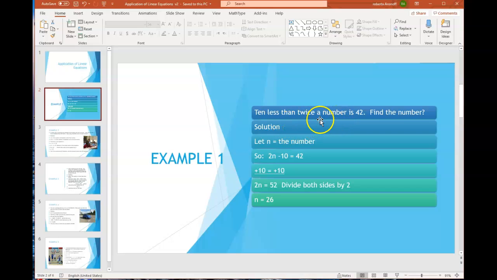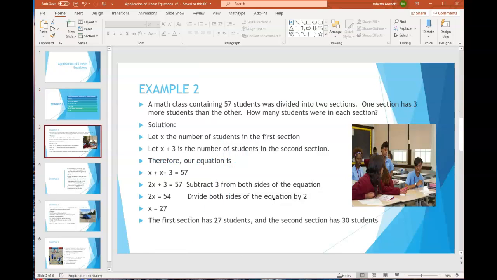So for our solution, because we want to find the number, the variable n will represent the number. It says twice the number, so that's 2 times n. 10 less than that means we're subtracting the 10 from the 2n. So our equation is 2n minus 10 is equal to 42. To solve it, we're going to add 10 to both sides of our equation. So we get 2n equals 52. Now we divide both sides by 2. That tells us the number we're looking for is 26.